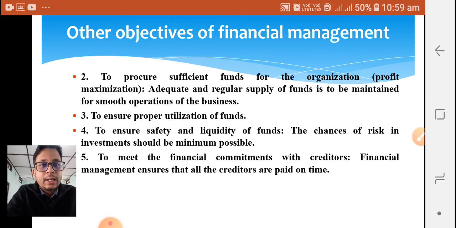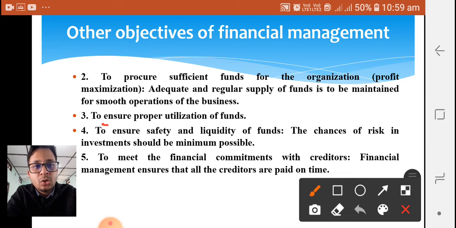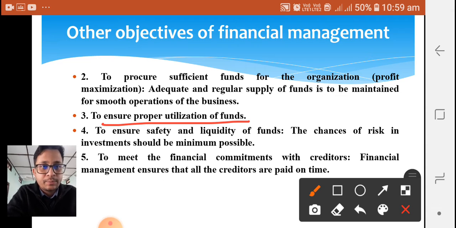Next, you see, to ensure proper utilization of funds. That means the investment decision will come here. This is an indirect word for the investment decision. To ensure proper utilization of funds: after the firm gets the amount of money, how properly is it going to utilize that money? It is the third objective of financial management, right?